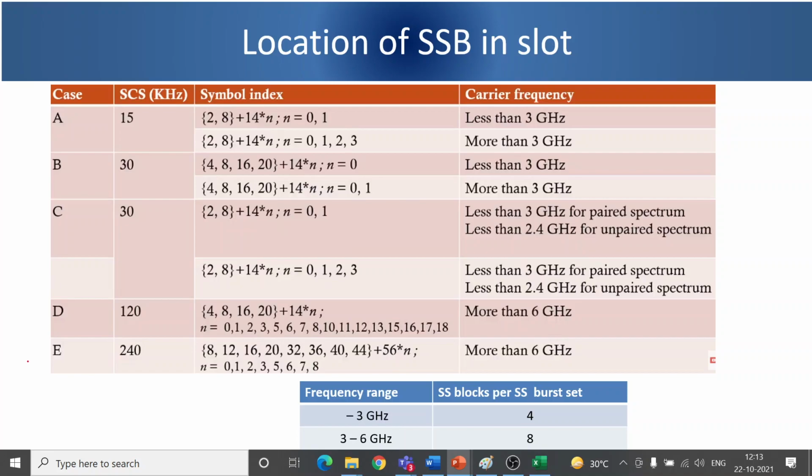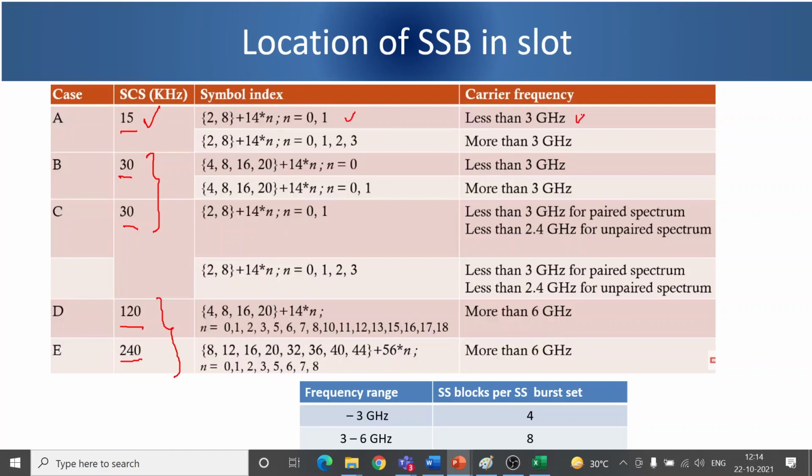So depending upon the subcarrier spacing, we had discussed that in FR1 we have 15 and 30 kilohertz subcarrier spacing. In FR2 we have 120 and 240 kilohertz. In sub 3 gigahertz we have 15 kilohertz, 3 to 6 gigahertz we have 30, and in FR2, that is millimeter wave, we have 120 and 240, right? So the formula given is this. This is also taken from the specification.